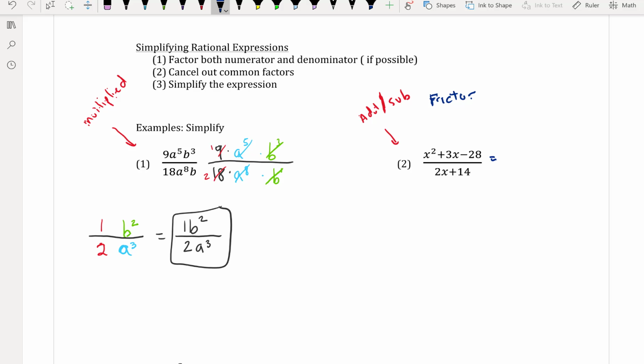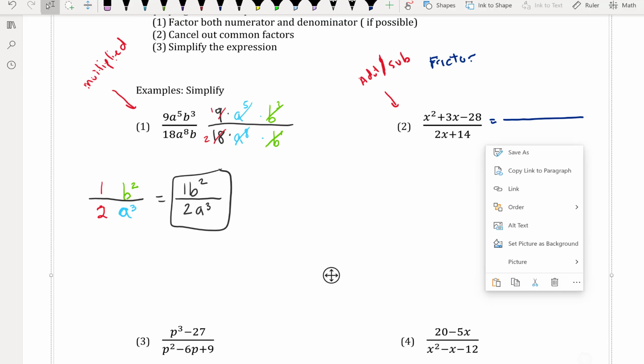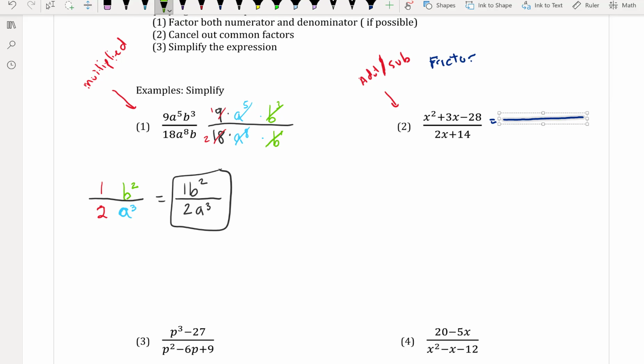So okay, here I go. I'm going to factor the numerator first. Hopefully you guys are getting faster at factoring, because hopefully you guys are getting more comfortable with it. So if you need to do the AC method, go ahead and do the AC method. I know that I can factor by the guess and check. So that's what I'm going to use, guess and check.